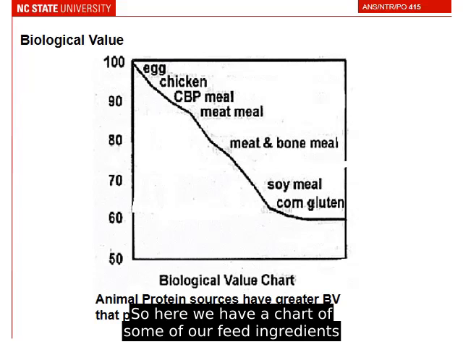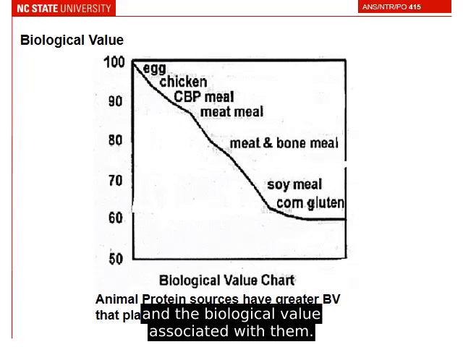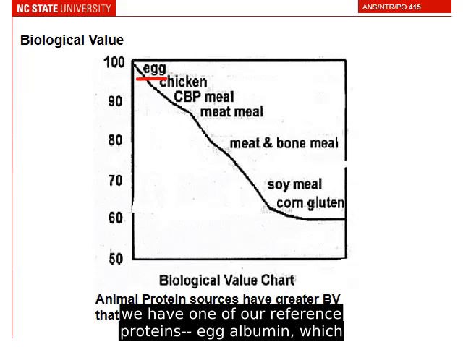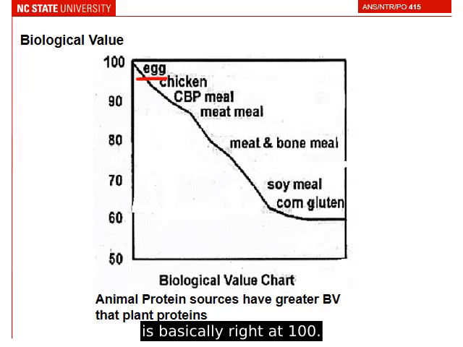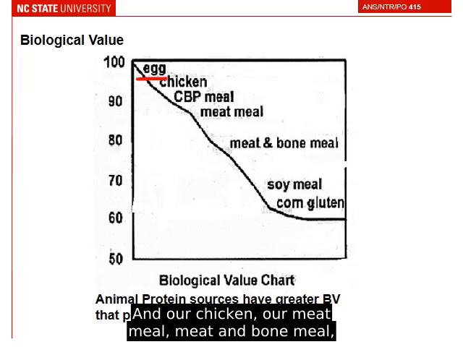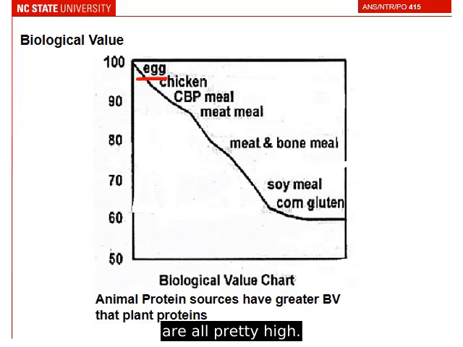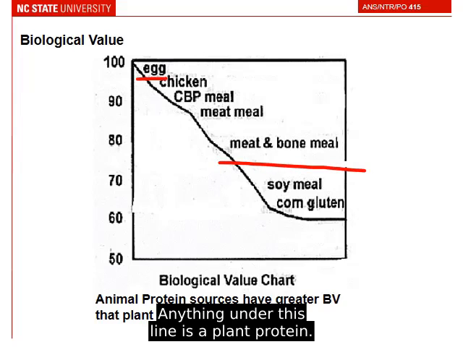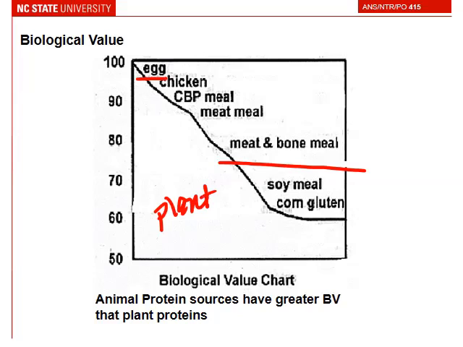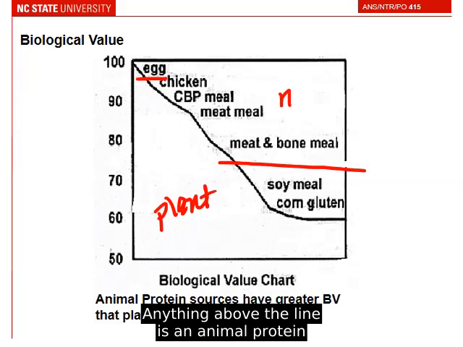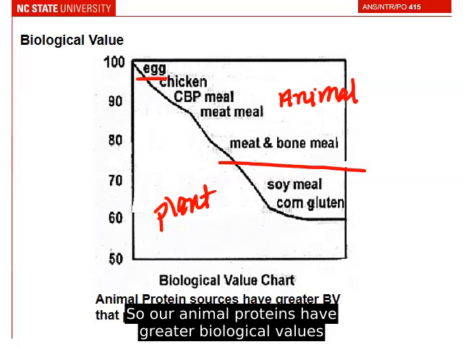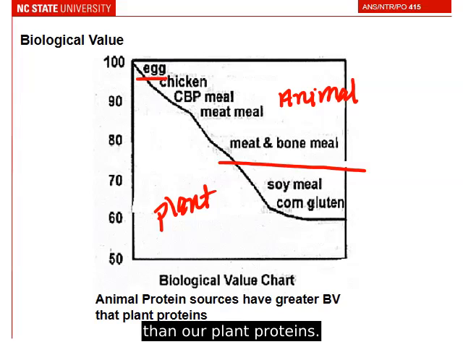So here we have a chart of some of our feed ingredients and the biological value associated with them. So you can see here at the top we have one of our reference proteins, egg albumin, which is basically right at 100. And we have our chicken, our meat meal, meat and bone meal are all pretty high. Anything under this line is plant protein. Anything above the line is an animal protein. So our animal proteins have greater biological values than our plant proteins.